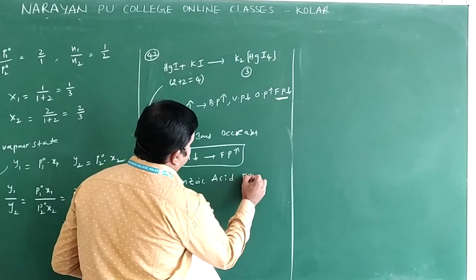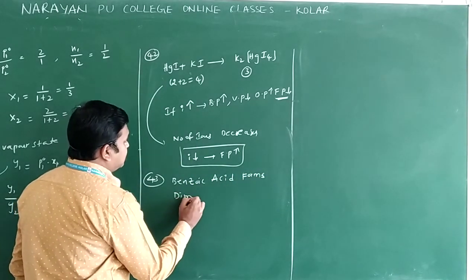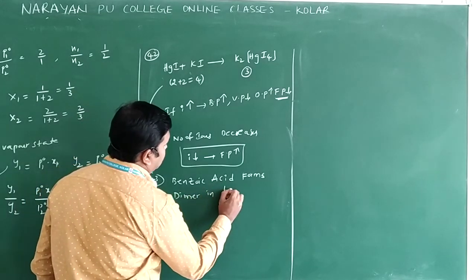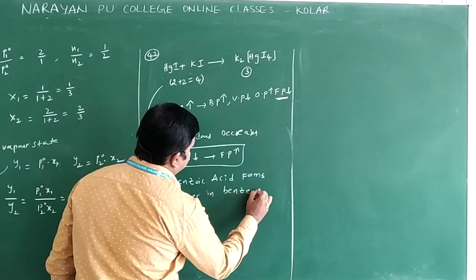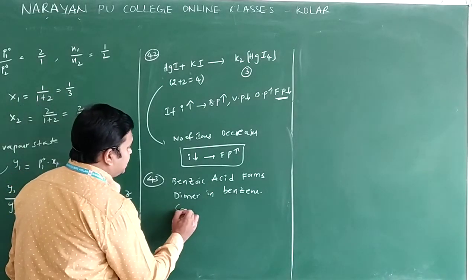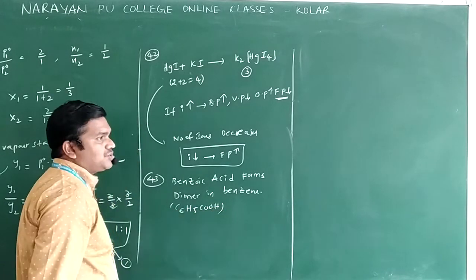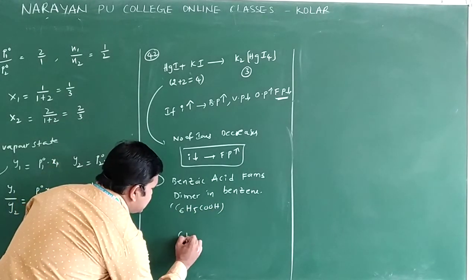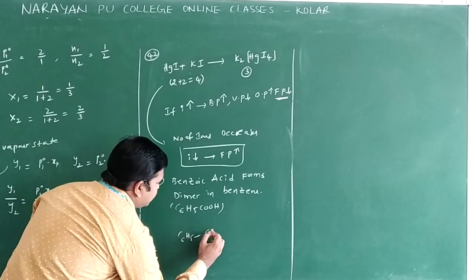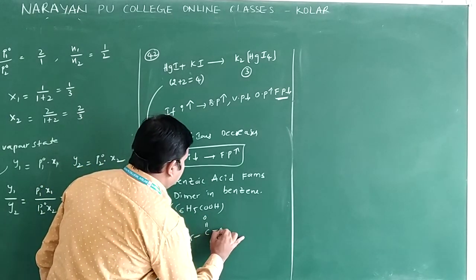Benzoic acid forms a dimer in benzene. What is the formula of benzoic acid? Benzoic acid formula we have C6H5COOH. This is C6H5C, double bond O.